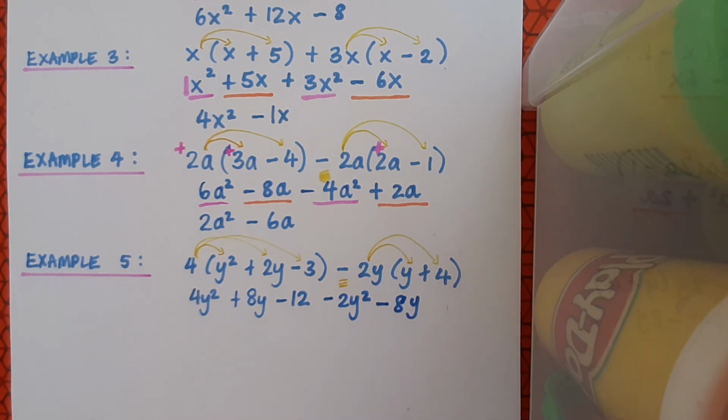Okay, so I've done my multiplication. That's my expanding part of the question done. Now I need to simplify. That means taking my like terms and putting them together. So again, pause the video here and try and do this yourself, and then play and see if you're correct.